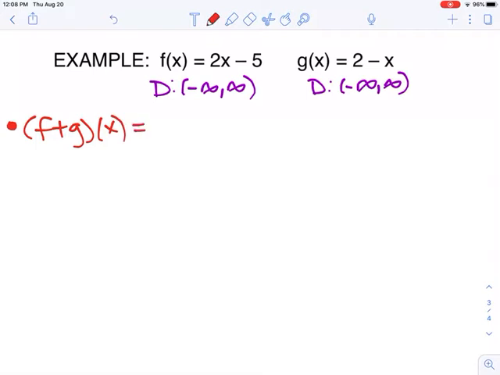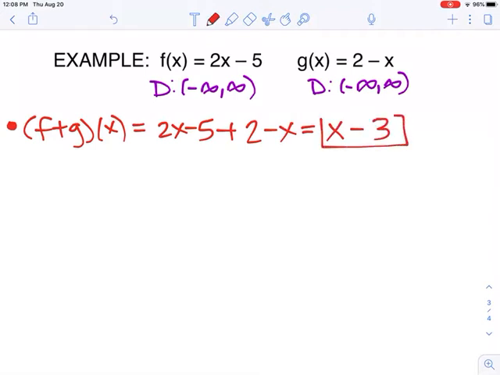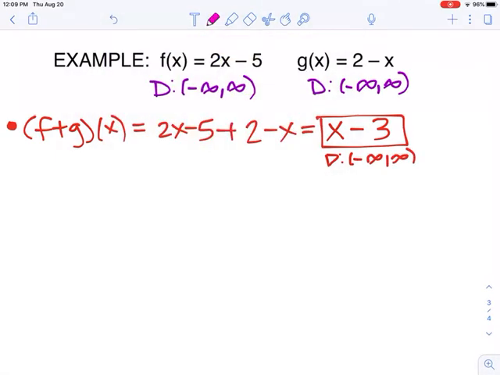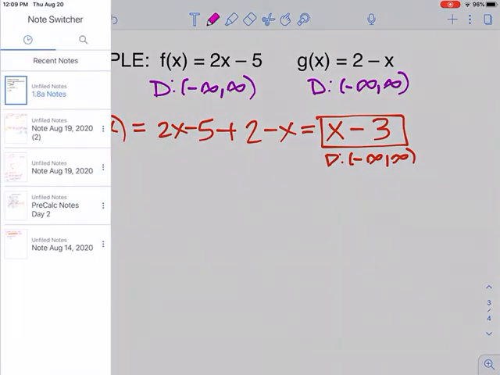So first, let's work on f plus g of x. This is the simplest of them all to do. We are going to take function f, and we are going to add it to function g. All you have to do is combine like terms. So it looks like we have x minus 3. I also want you to identify the domain. Since our sum is also linear, we know that we have a domain of all real numbers.